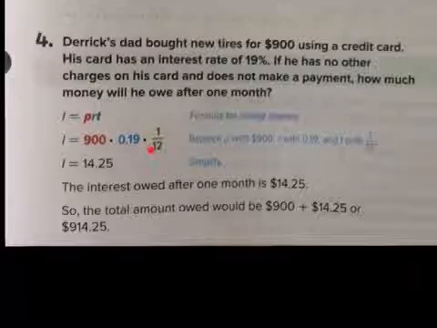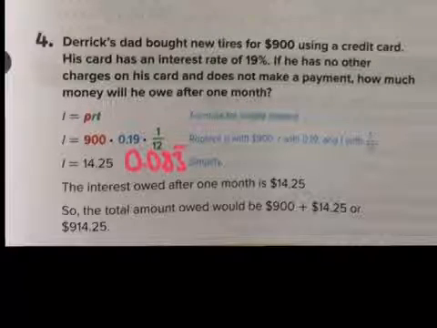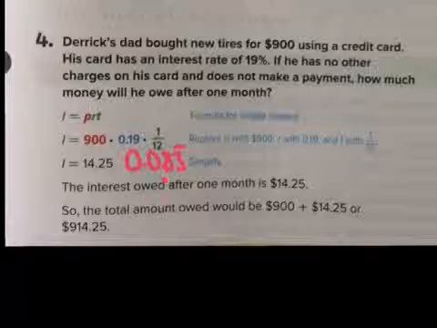So 1 out of 12. You can change this into a decimal to multiply. I went ahead and divided 1 divided by 12 so that I could get the decimal. And now I'm just multiplying 900 times 0.19 times 0.083.